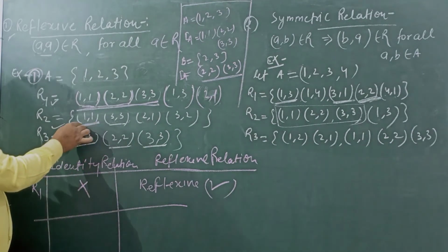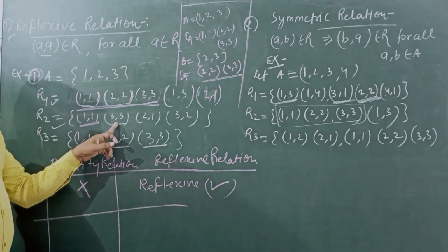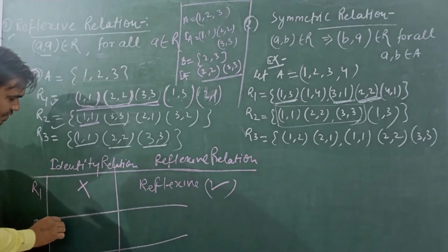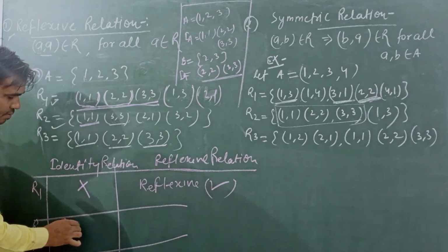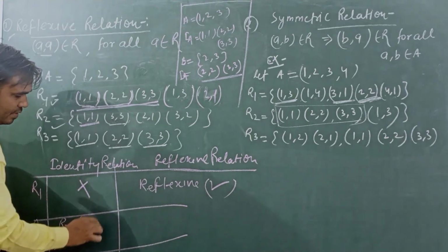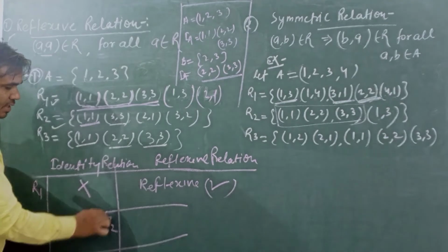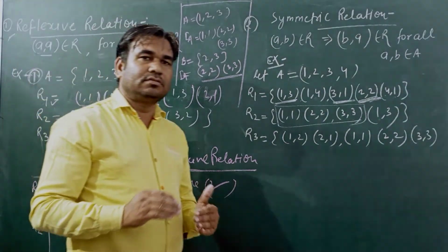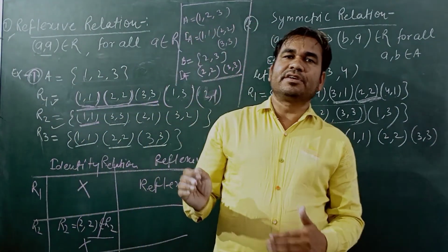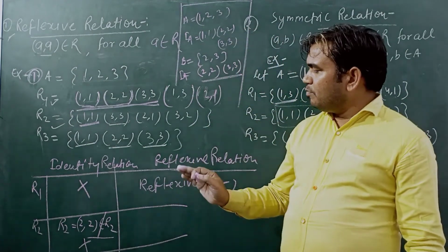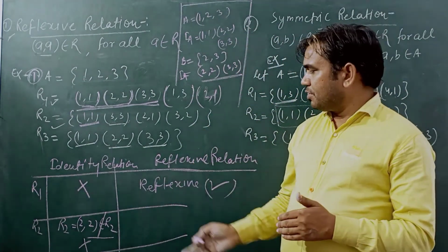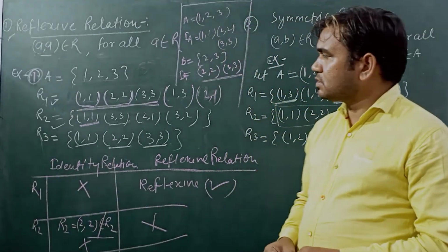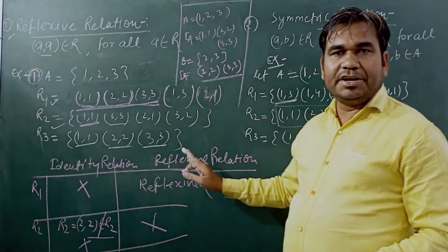Here you see students, (1,1) is here, (3,3) is here. It means in R2, (2,2) does not belong to R2. This is not identity relation. If the relation is not identity, it means this should not be reflexive relation. So it is also not reflexive relation because it is not identity either.